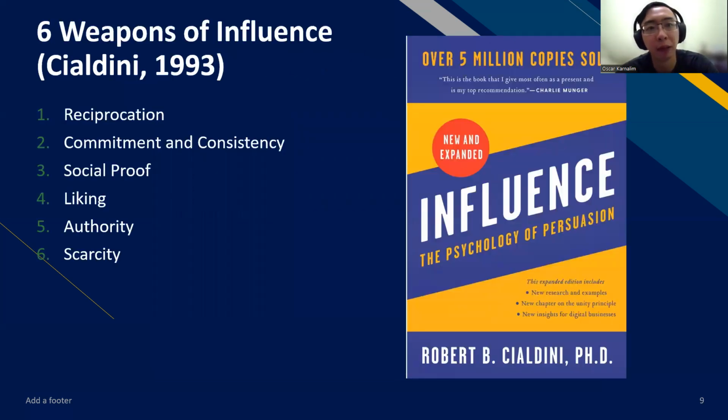So there are six weapons of influence based on Cialdini in 1993. The first one is reciprocation. The second one is commitment and consistency. Third is social proof. Fourth is liking, then authority, and scarcity. When we try to offer a product or service, we need to consider those things.